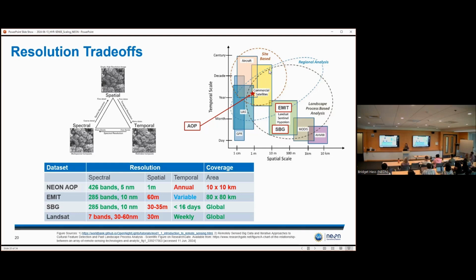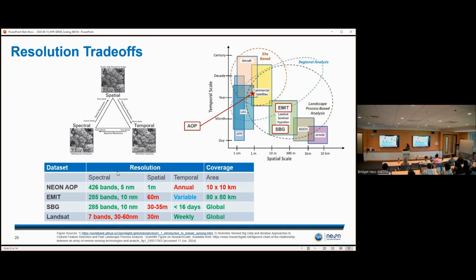So you can get more site-based, that's what the aircraft are mainly designed for. Regional analysis, in this middle circle here. And then lastly, the landscape analysis or more continental, global scale. And so AOP fits in here. We collect almost every year or every few years, every couple of years. And then SBG and EMIT are at this coarser spatial scale, but more frequent temporal scale.